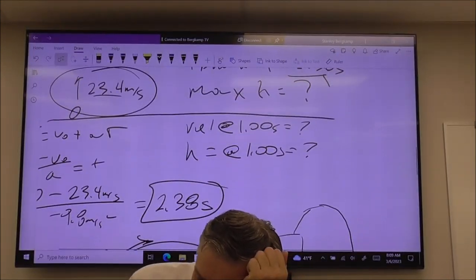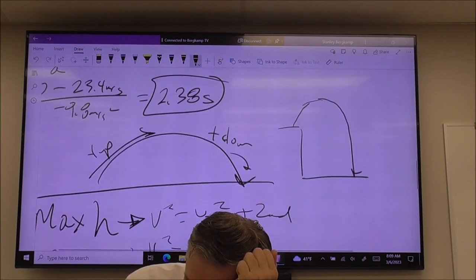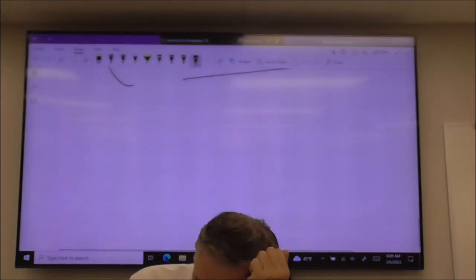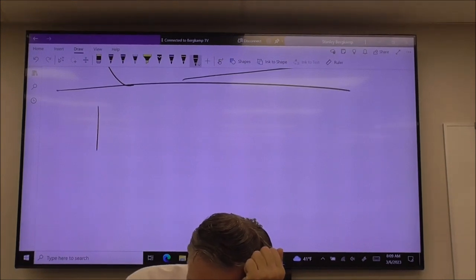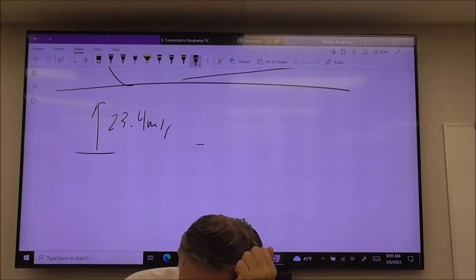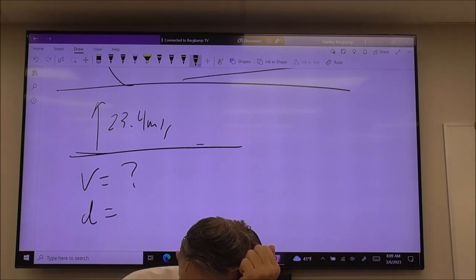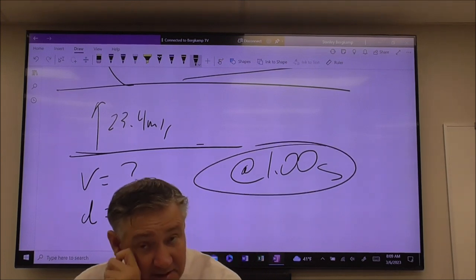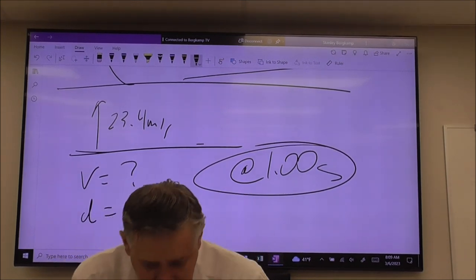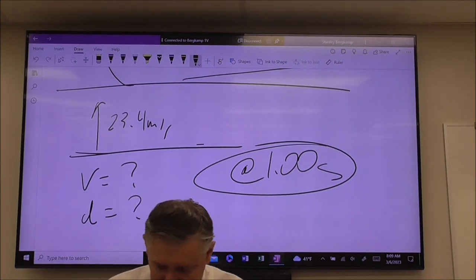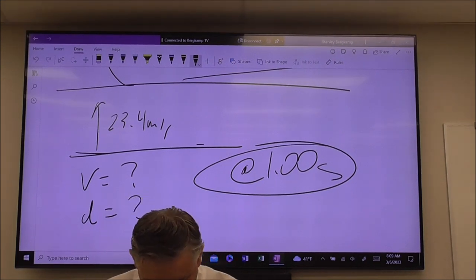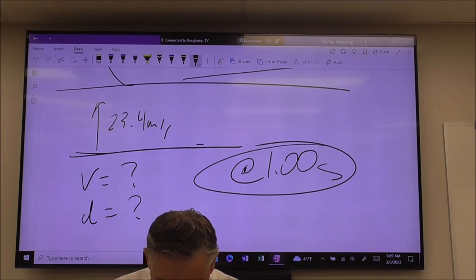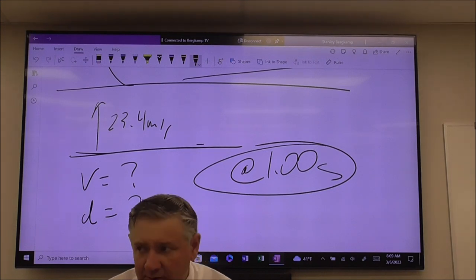So one problem left, we need to figure out the height and the velocity at 1 second. So here's what we know. This thing was launched straight up at 23.4 meters per second. And I want to figure out how fast it's going and how high it is at 1 second. Okay, now let's think this through. At one second, is the ball still going to be on its way up, or is it going to be on its way down?